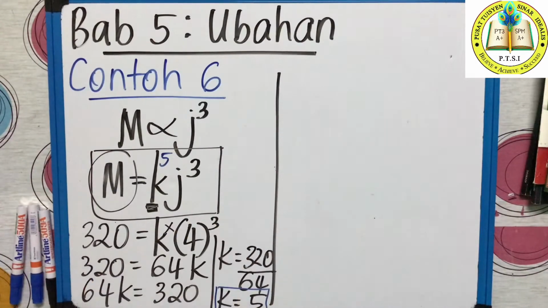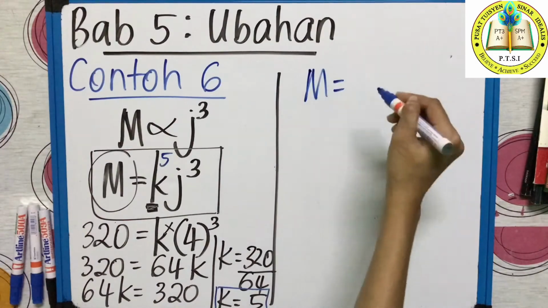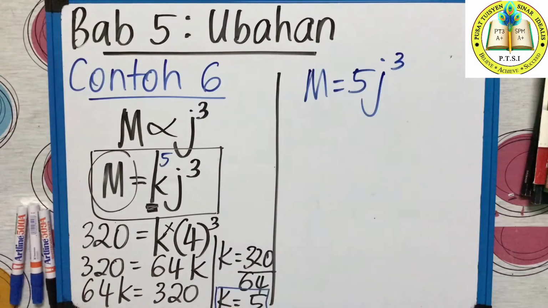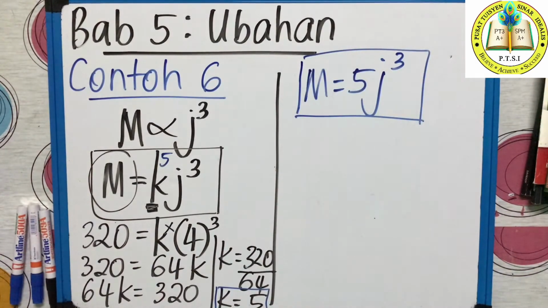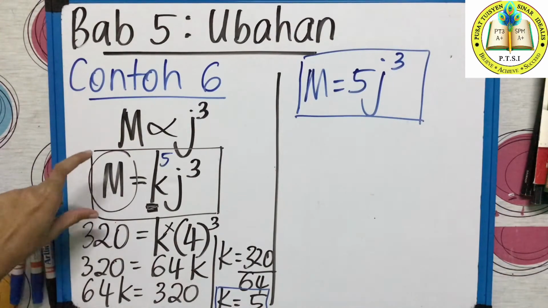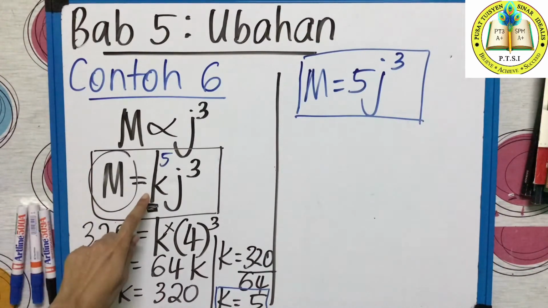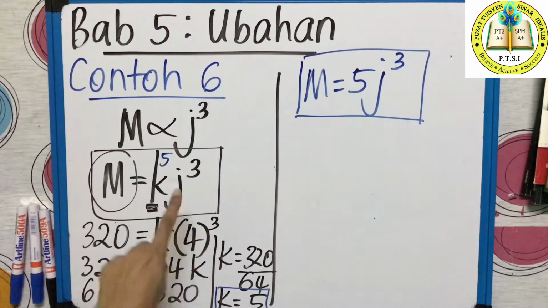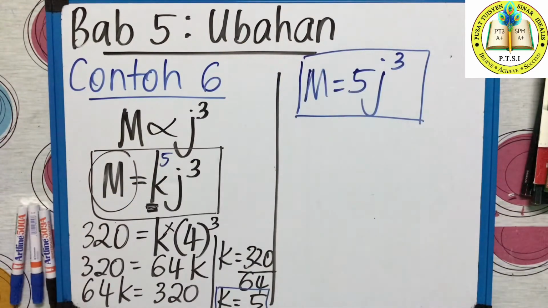Second step, kamu sudah dapat K sama dengan 5 kelas. So M sama dengan K tu ganti dengan 5, jejari kuasa 3. So this will be your equation. Tadi persamaan ini adalah daripada soalan, tapi persamaan ini tak lengkap sebab kita sudah isikan K. So in exam they ask you equation, persamaan, ganti nilai cari K. After you get the K value 5, this is your equation.